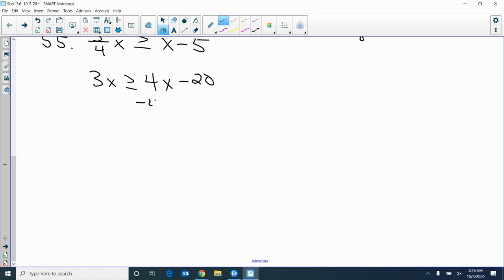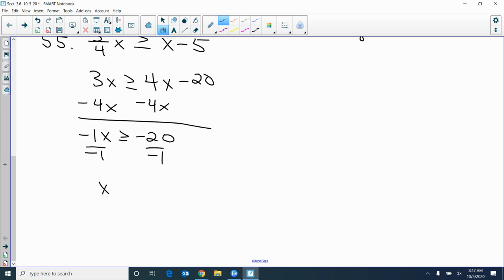And then you subtract 4x. You never want to clear out a side. You never want to move that 3x and give you nothing on that side. Because -1x is greater than or equal to -20. But Josh, what do I still got to do? Divide by -1 on both sides. And what happens when I divide by -1? You flip the sign. Instead of greater than or equal to, it becomes less than or equal to 20. That should be your final answer.